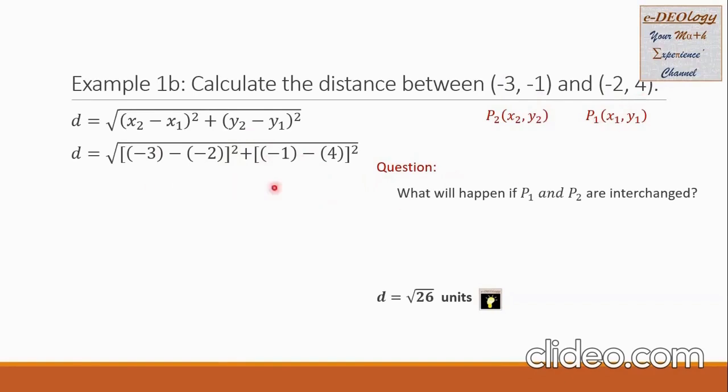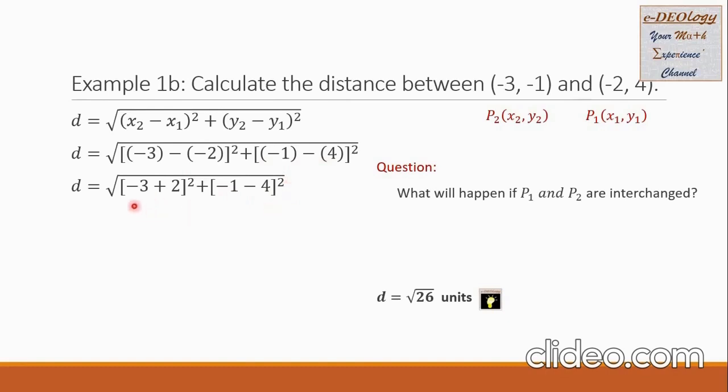Then let us simplify this equation. We remove the grouping symbol from negative 3. It is now written here. The minus and the negative 2 becomes plus 2. We write the square, then plus. We remove the grouping symbol from negative 1. It is now negative 1 here. Then minus of this positive 4. So we remove the grouping symbol. And the square is copied.